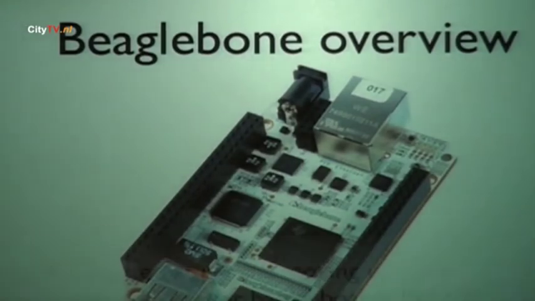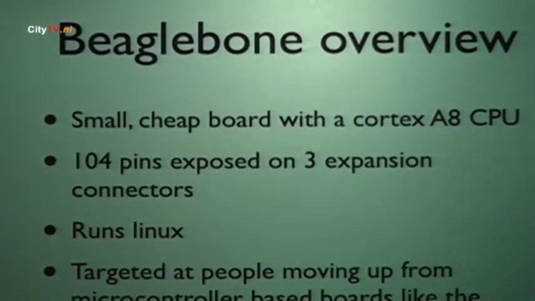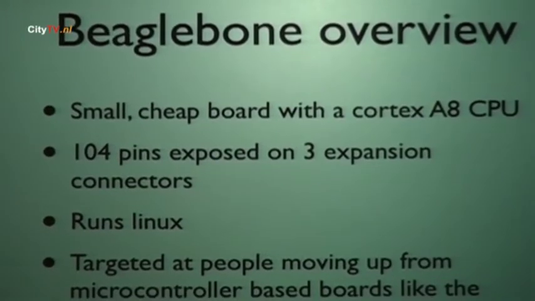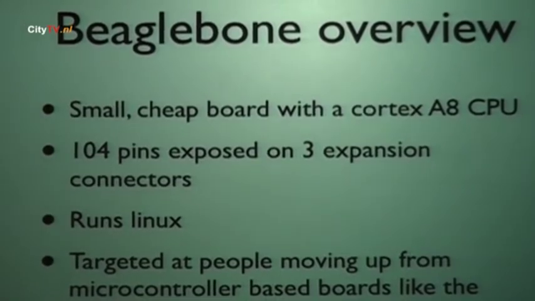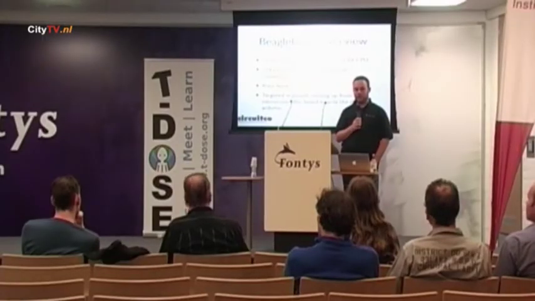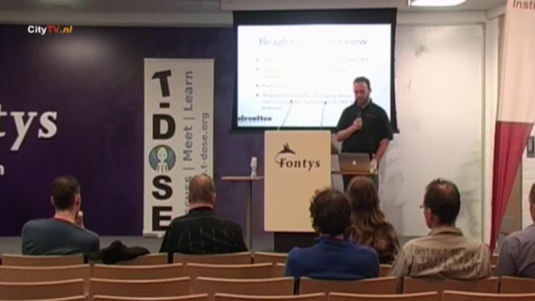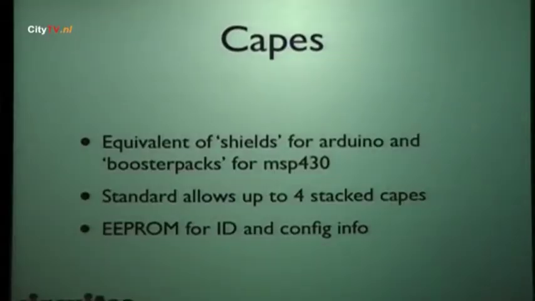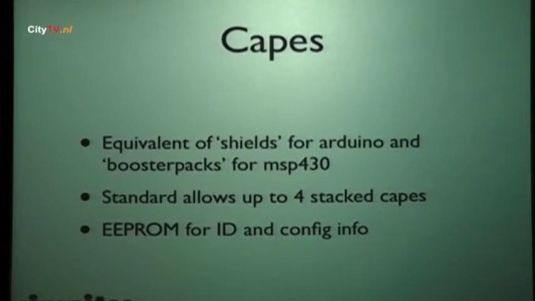It's a small embedded Linux computer powered by an ARM CPU, 700 megahertz, and the main feature is that we expose 104 pins on the expansion connector. And we targeted the device at people wanting to move up from, say, an Arduino or an MSP430 launchpad to something more powerful. Like the Arduino has shields and the MSP430 launchpad has booster packs, we have something called capes, which can be used to expand the functionality. We support up to 4 capes on a Beaglebone.